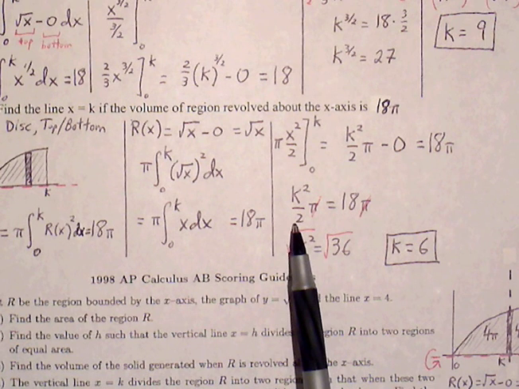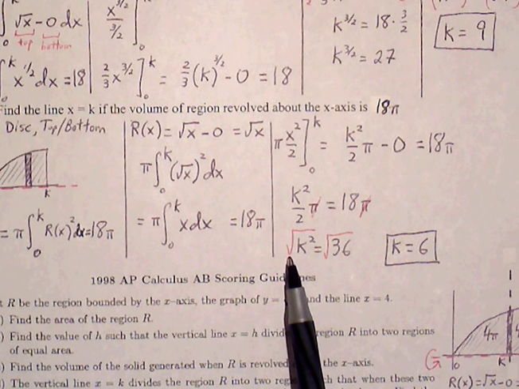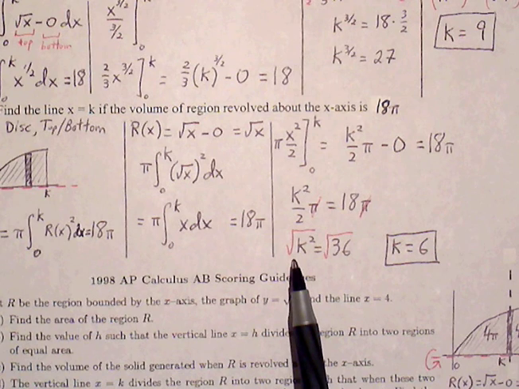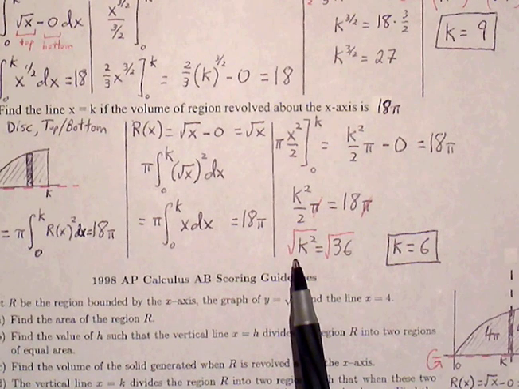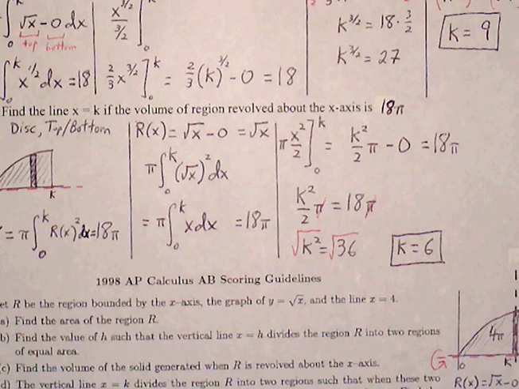We're left with k squared over 2 equals 18. Multiply both sides by 2. We're left with k squared equals 36. And finally, the square root of 36 will give us 6.